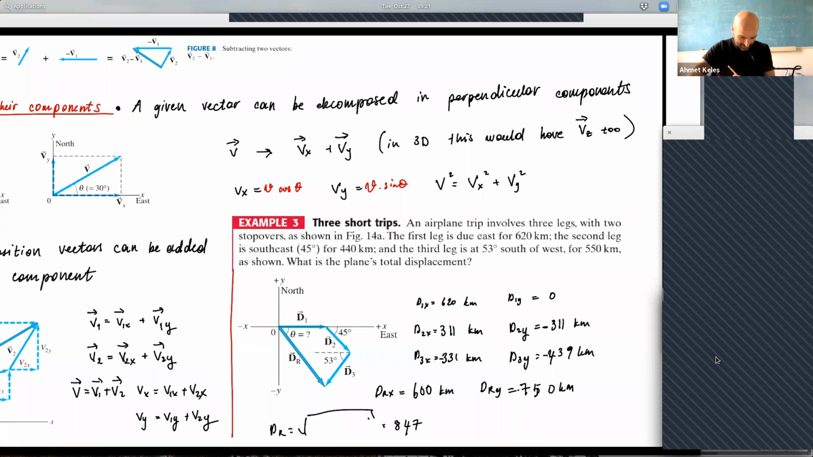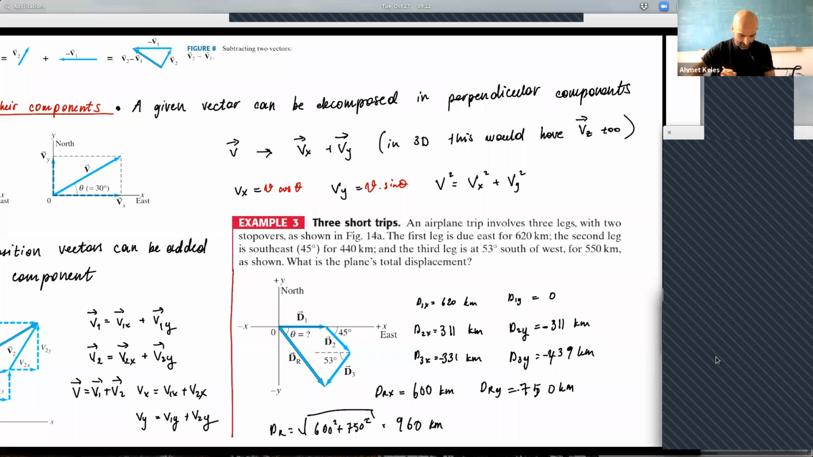This is 600 squared plus 750 squared. Let's see. 600 squared plus 750 squared is equal to, square root. Yes, 960. How about that? 960 kilometers. And I need also this theta because I'm looking for a resultant vector.